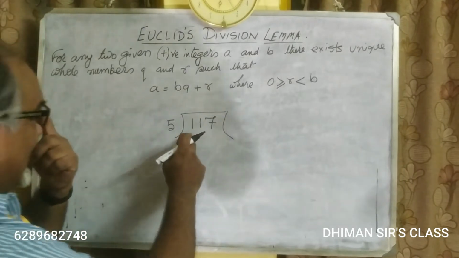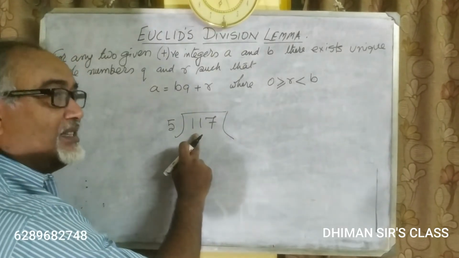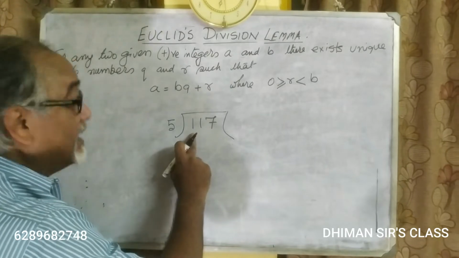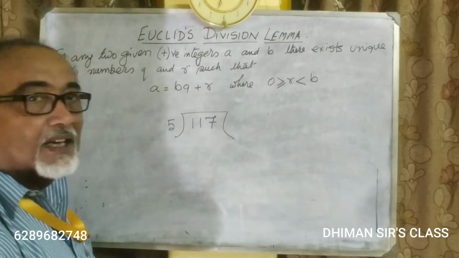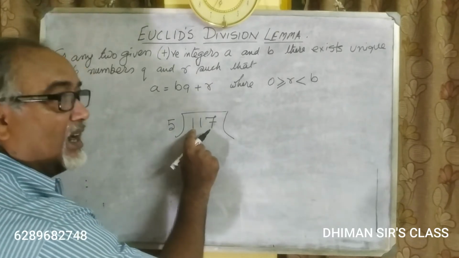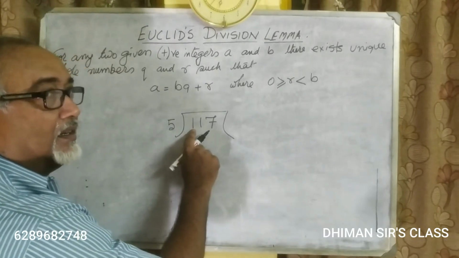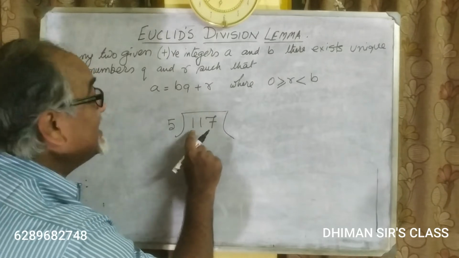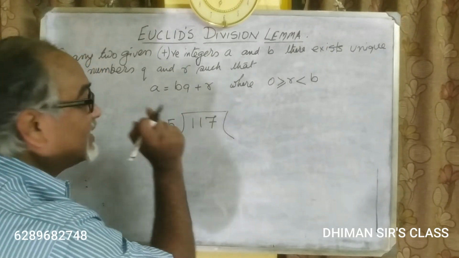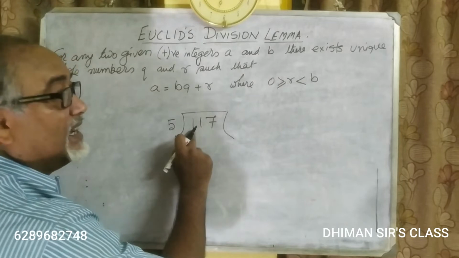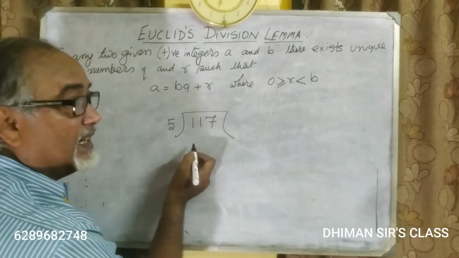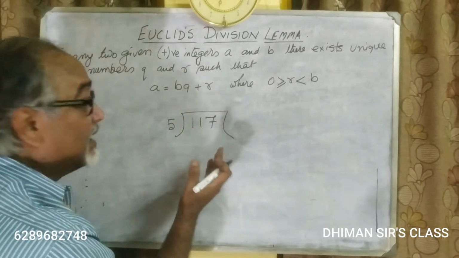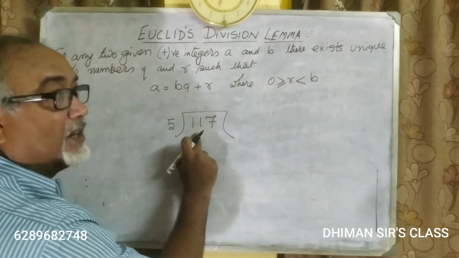But after taking the number of digits of the divisor, we must remember that the dividend must always be greater than the divisor. But here, after taking one digit, we see that the digit 1 is smaller than the digit 5. That means the dividend is smaller than the divisor. So in order to make it bigger, the dividend always should be bigger than the divisor. So we have to take two digits now.